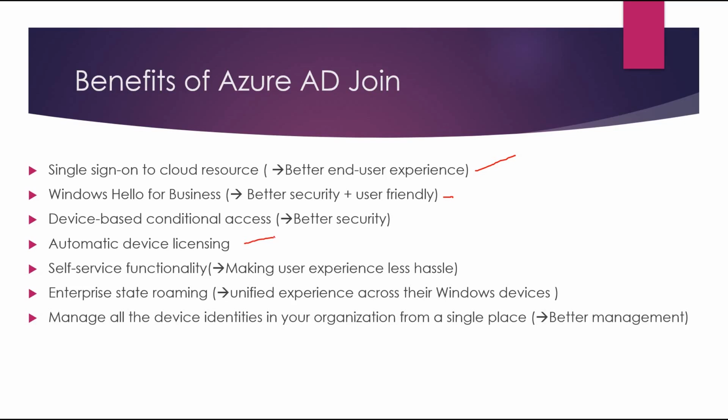If a device is Azure AD joined, we can make use of the self-service functionality, which is like the user can reset his password or make use of things like that. So he doesn't have to call the help desk every time he needs to reset his password or make use of these basic functionalities. We can also enable something like enterprise state roaming, which provides the end user a unified experience whenever he's trying to log into any Windows 10 device which is Azure AD joined.